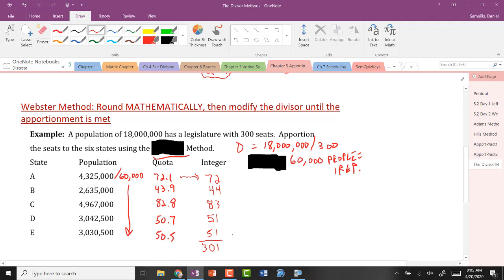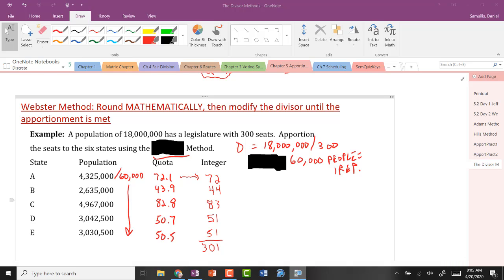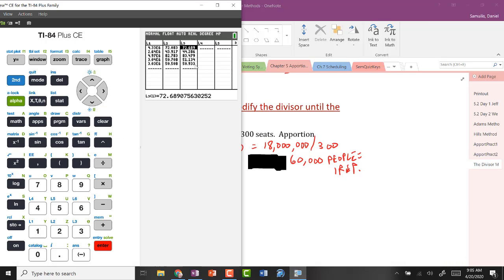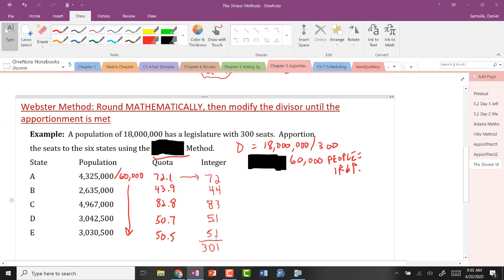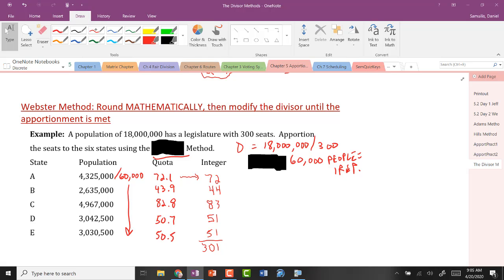Look at how much I only had to go down by 500 to make Jefferson's work, and change 3 seats. This one's so close, and as a matter of fact, 51 was so close to rounding down that we're barely going to have to modify our divisor. But what do we need to do? Do we need to divide by a higher number or a lower? And the answer is you divide by a higher number to decrease these apportionments.